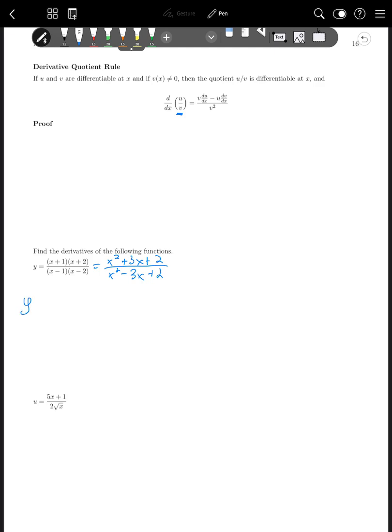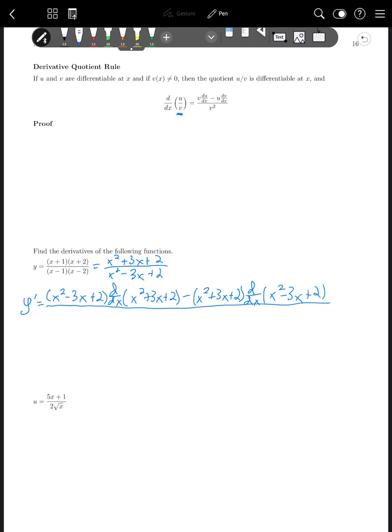So y prime is going to be the bottom function, so x squared minus 3x plus 2 times the derivative of the top function, x squared plus 3x plus 2, minus the top function, so x squared plus 3x plus 2, times the derivative of the bottom function, so x squared minus 3x plus 2, all over the bottom function squared, so x squared minus 3x plus 2 squared. Okay, and then we just simplify.